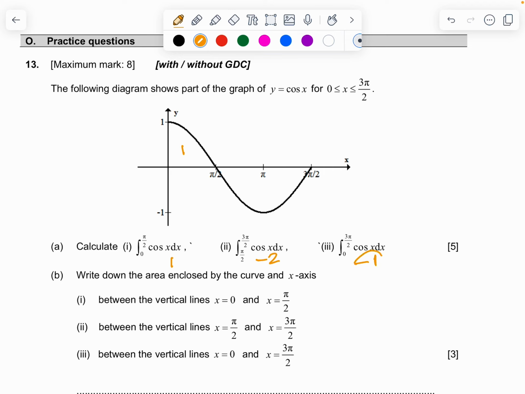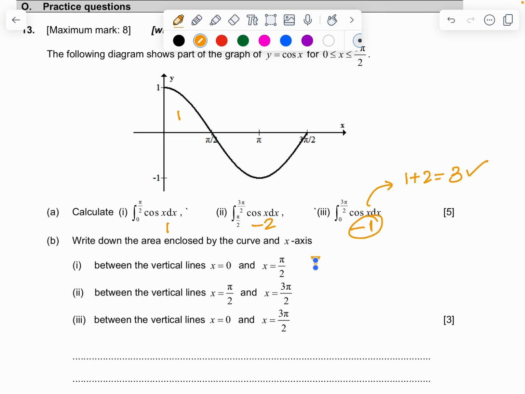Now use it for the area enclosed between x equals 0 and x equals pi by 2. This answer is 1. And from pi by 2 to 3 pi by 2 it is going to be 2, and from 0 to 3 pi by 2 it is 3.